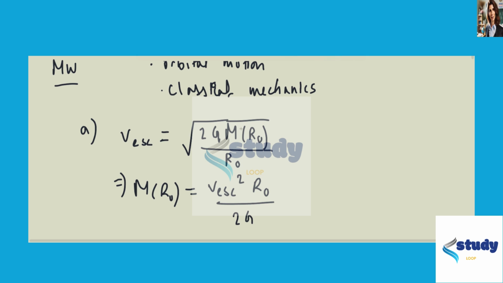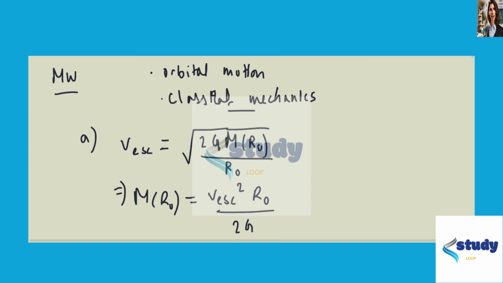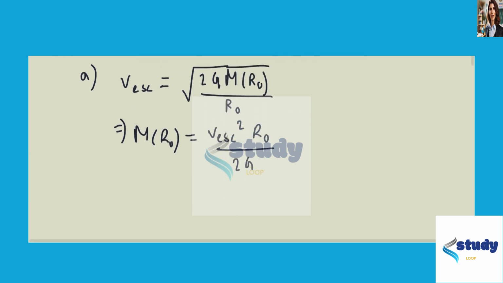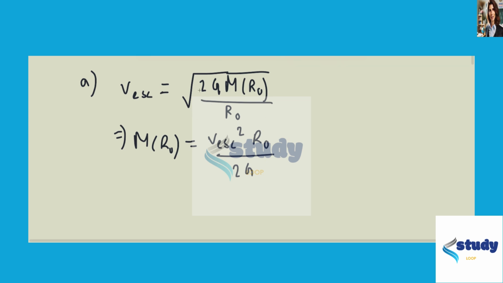Okay, so this Milky Way problem is based on orbital motion and really has to do with dynamics, with classical mechanics, in order to determine the mass of the Milky Way from the motion of stars. So, part A, we're going to start with this equation. The escape velocity is equal to the square root of 2 times the gravitational constant times the mass within radius r naught, over r naught. So to find the mass, that is equal to escape velocity squared times distance r naught over 2 times G.